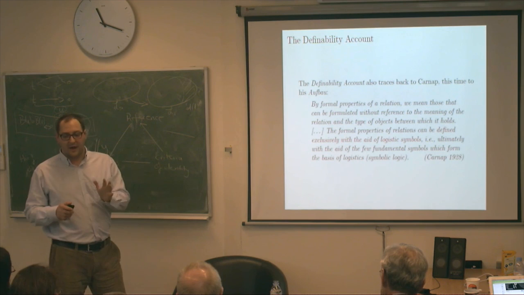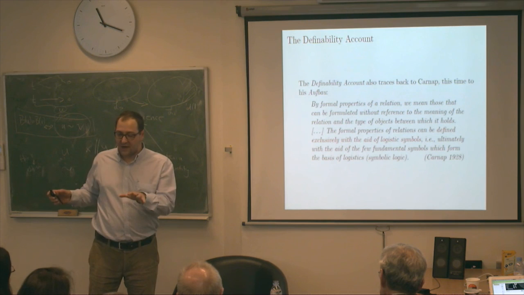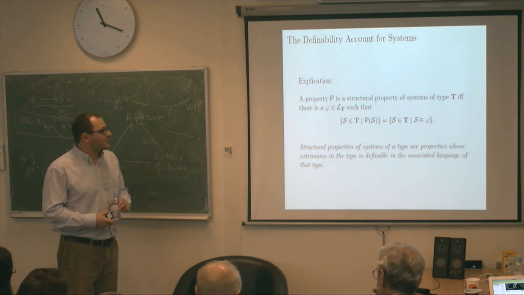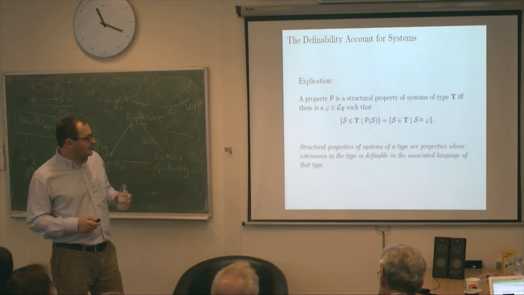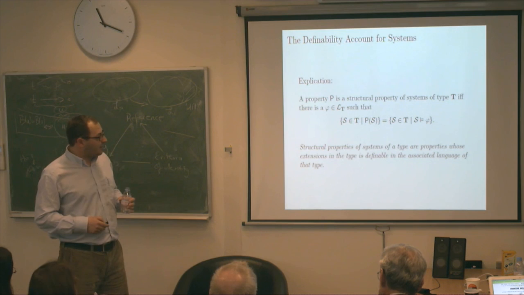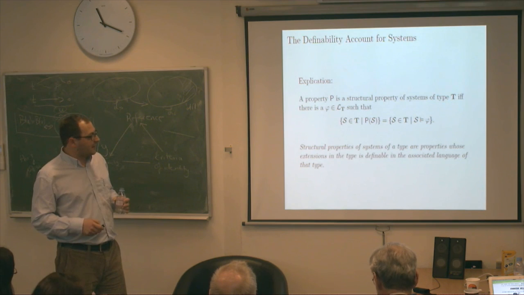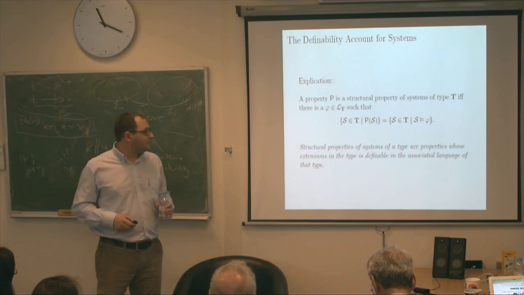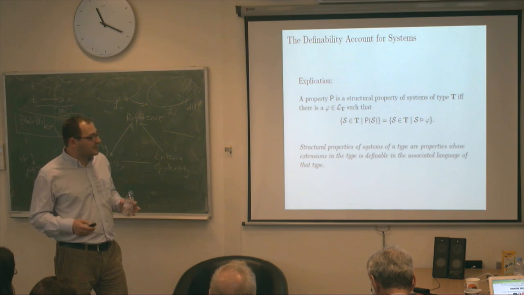So how can we translate this idea into two accounts of structural properties for systems and atoms or unstructured objects? Well, the first approach concerns a definability account for systems, and basically, this is again fairly easy. We say that a property P is a structural property of systems of a given type if there is a closed formula in the language of T such that the extension of P is defined by this closed formula. So structural properties of systems of a type are properties whose extension is definable in the language of that type.